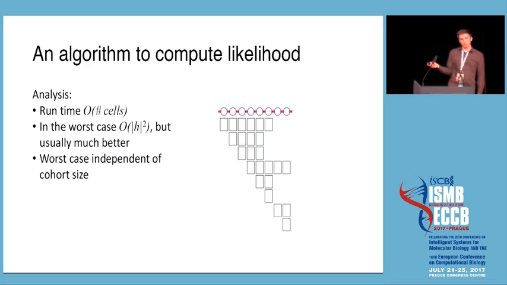We also have the property that the worst case runtime is completely independent of the size of the cohort, which we inherit from the GPBWT. And to our knowledge, this is the only model for computing Li and Stephens likelihoods that has this property without losing any resolution in terms of where recombinations can occur.